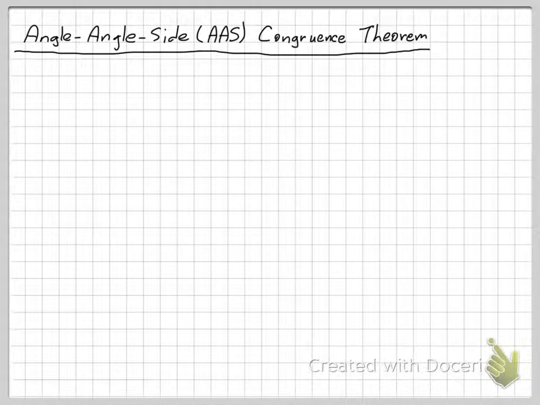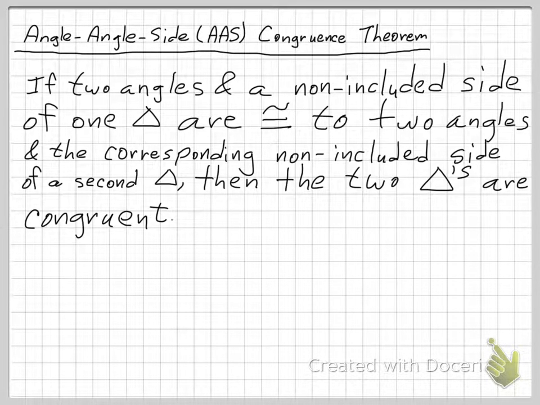And moving right along, we now have the angle-angle-side congruence theorem, which can be abbreviated AAS. The angle-angle-side congruence theorem states that if two angles and a non-included side of one triangle are congruent to two angles and the corresponding non-included side of a second triangle, then the two triangles are congruent.